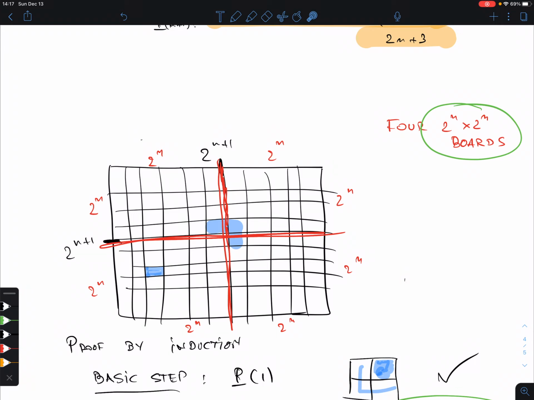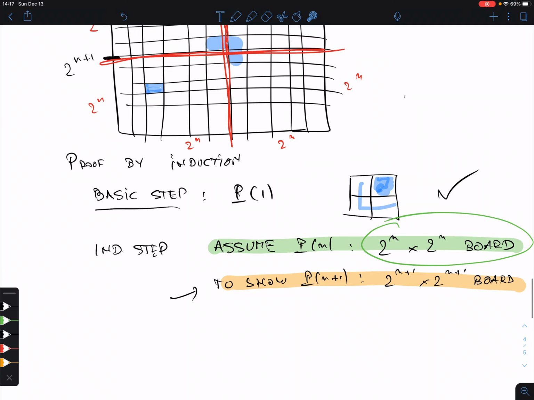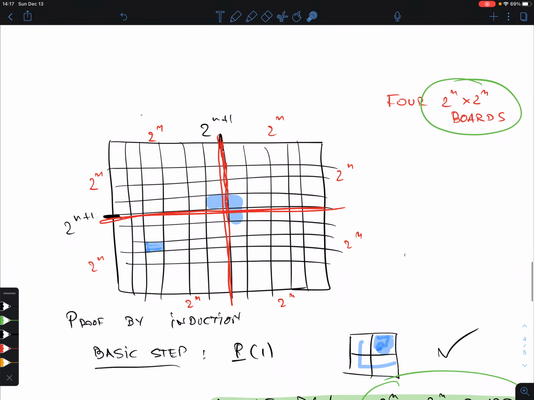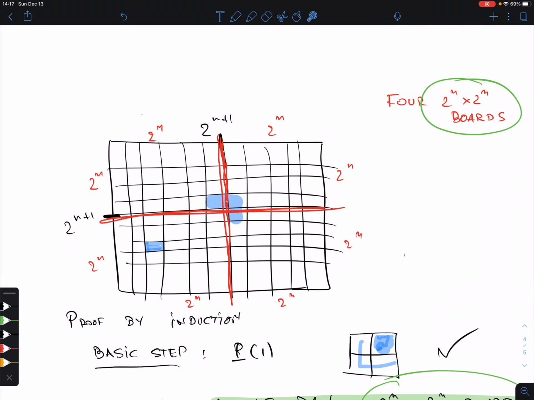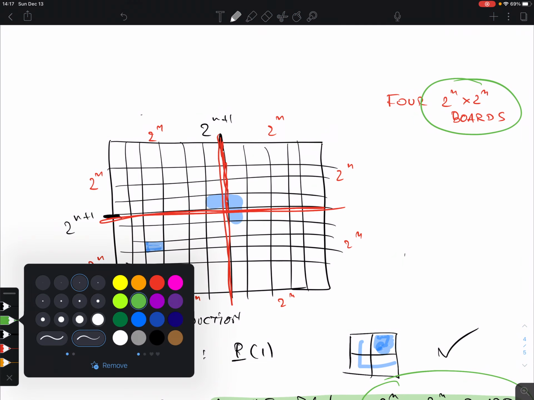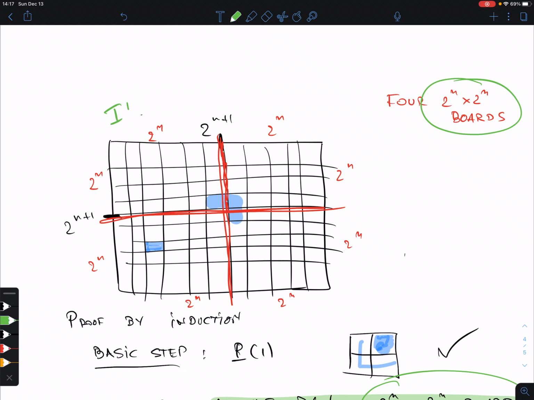tile is covered now. But then, if one of the tiles is covered, I have to cover one. If I don't cover it, it cannot be done. We have seen this already, even with a 2 by 2. But once I cover one, that's the reason on this board here. This is a 2^n by 2^n board with one covered. By the induction hypothesis, it can be covered. So the induction hypothesis says that this can be covered.